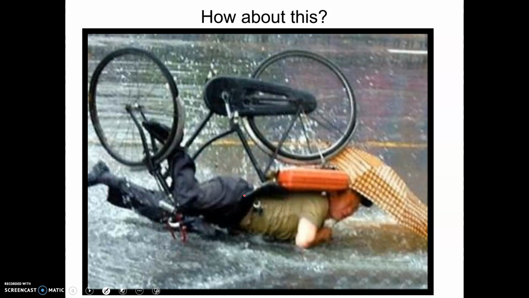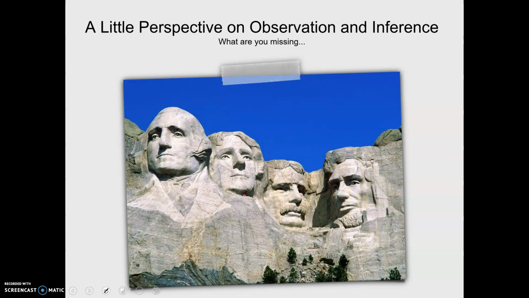Inferences. Maybe I could infer it's possible he fell because the road is slippery and he didn't have good tires, so he skid. Maybe he fell because he lost his balance because he was trying to hold the umbrella because of the rain. Maybe he was hit or bumped by a car passing by because it appears that he's in the street. So these would be inferences, but not observations.